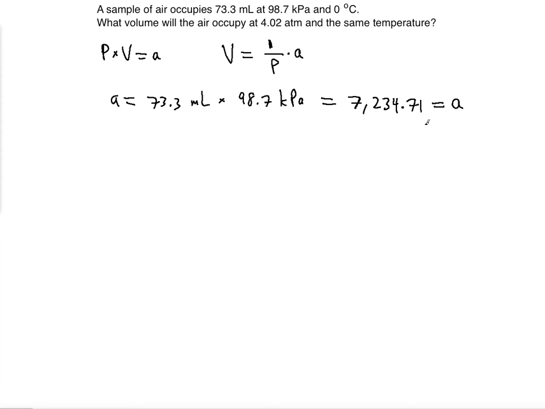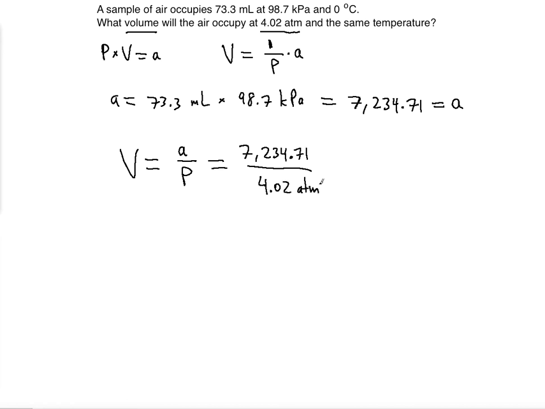So using this constant, we can find the volume that the air will occupy at the given atmospheric pressure. So the volume is going to be equal to the constant of proportion A divided by the P, because 1 times A is A itself divided by the P. So that's going to be 7,234.71 divided by 4.02 atm. But here's the problem.